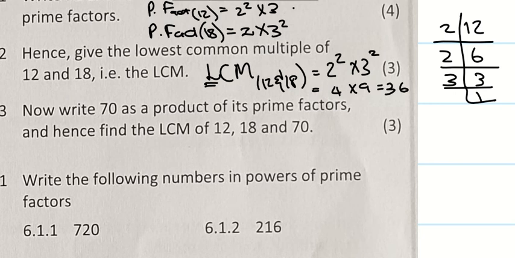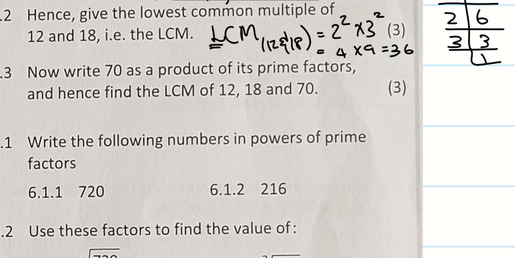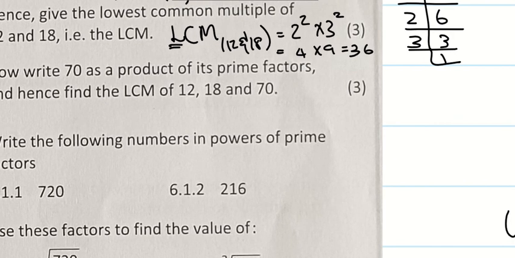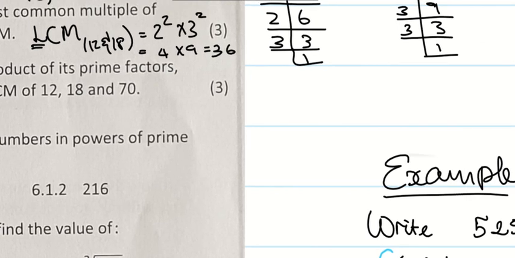Alright, so make a note for yourself. We use all the factors of all the numbers, alright, but we only use the highest exponent if there's common factors as well. Now they ask you, write 70 as a product of its prime factors, and hence find the LCM of 12, 18 and 70. Alright, so let's quickly do 70.